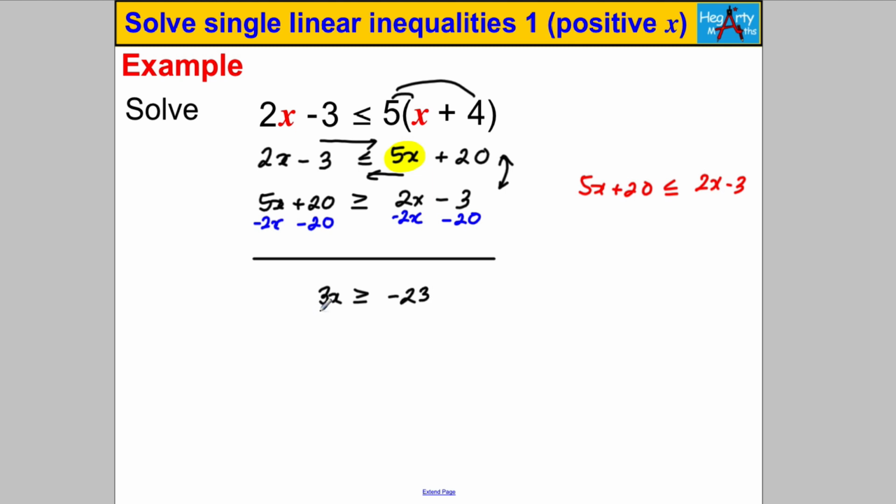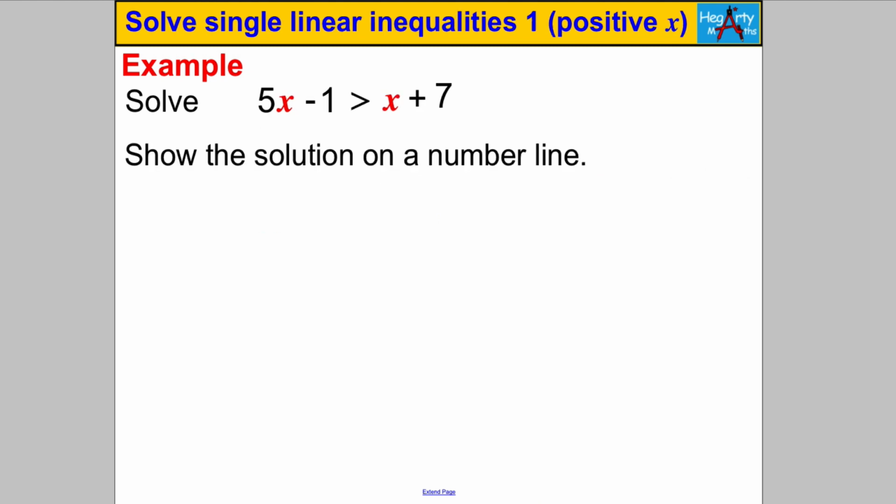And then I'm going to divide both sides by 3. And I'm going to get myself, therefore, the answer x bigger than or equal to negative 23 over 3. And maybe they might ask you to write that as a mixed number. Maybe they don't. It doesn't matter. x bigger than or equal to, 3 goes into 23 7 times. Remainder 2/3, so I'd have negative 7 and 2/3, and we're done. Okay, one more for you to try. Pause the video and have a go at this.